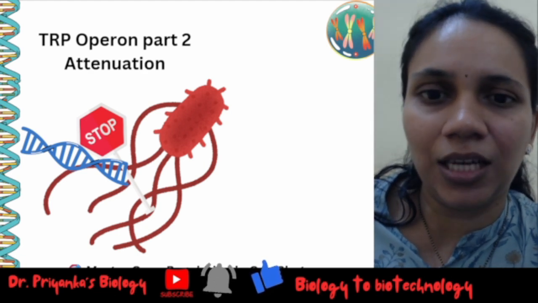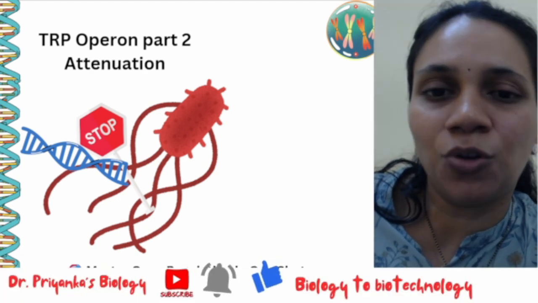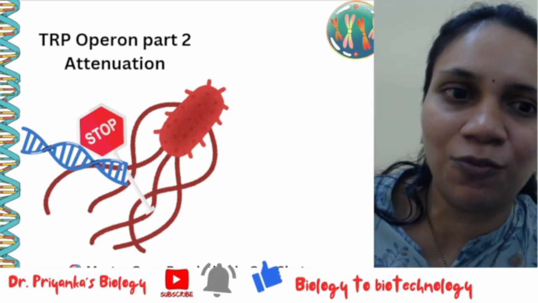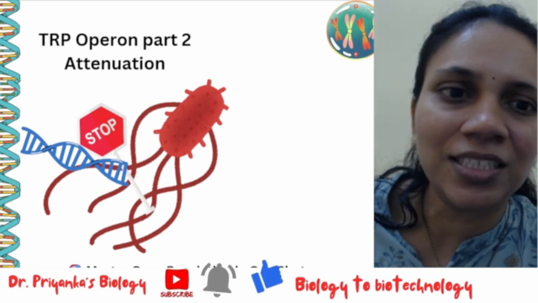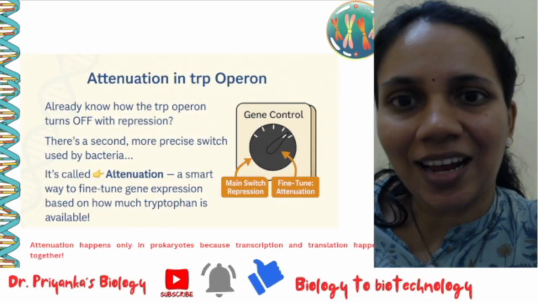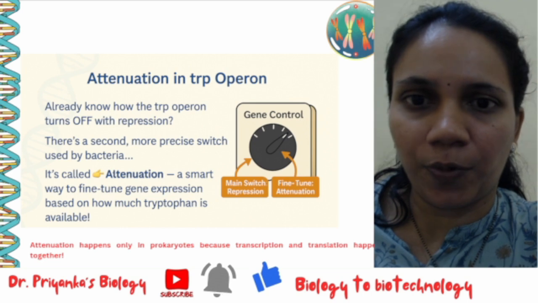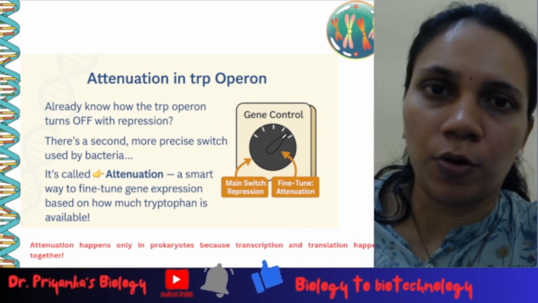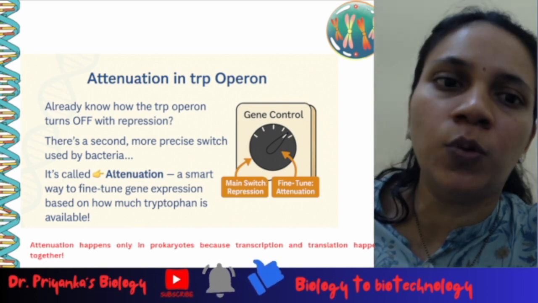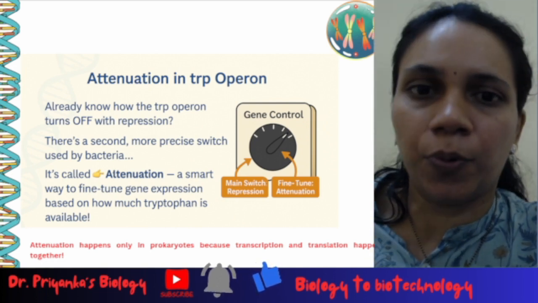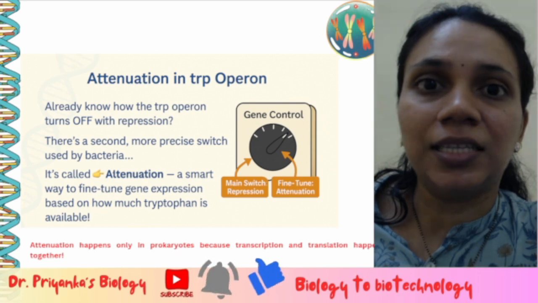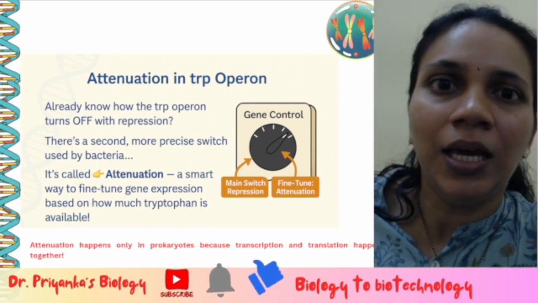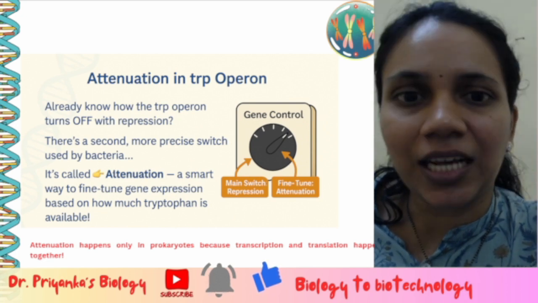So please see this image and just fix it in your mind, because it's showing an E. coli and it's showing a stop sign for the DNA. Let's see what this is all about. We already know how repression works in trp Operon. We know it is going to turn off the switch for trp synthesis or the trp Operon. But there is yet another smart, precise mechanism used by bacteria, that is attenuation.